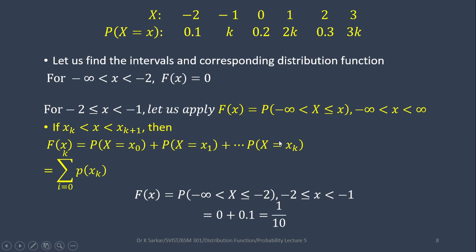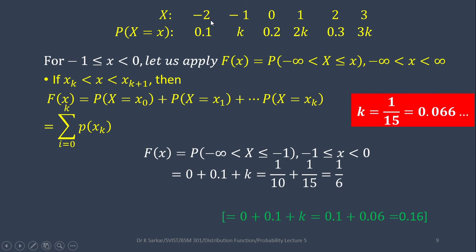Okay, so let us find the intervals. Look here, x starting from minus infinity up to, not up to, less than minus 2, no value is given, so it is 0. And from minus 2 to minus 1, look at minus 2, it is 0.1 and less than minus 1, 0.1. So we can write the distribution function according to this as 0 plus the previous one, which is 0 for this interval, plus for this interval it is 0.1, so 0 plus 0.1 is 1 by 10.